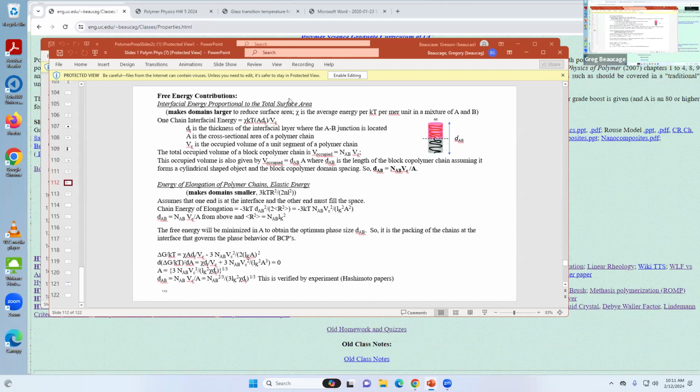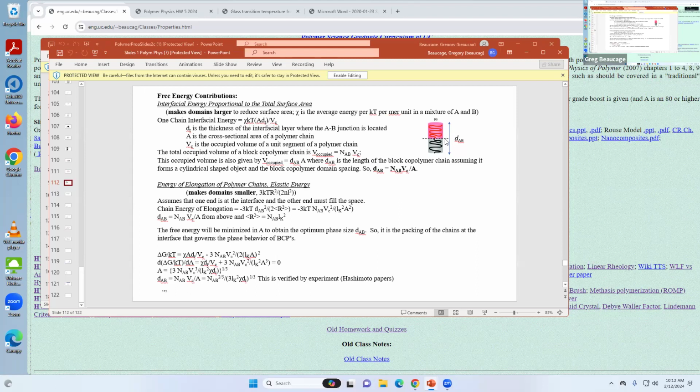Basically, you have the interfacial area A, and it's got a thickness dt. And there's an energy because you have A and B meeting there. So it's going to be the chi parameter times the volume of that unit. Chi is energy per kT, so you multiply by kT. Then you multiply that by the ratio of the interfacial area to the area of one unit. How many of those units are in that interfacial region? That's the number. So chi is per unit of the chain, per kT.